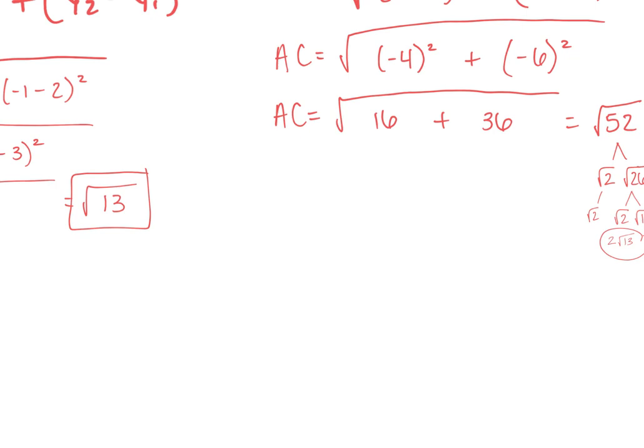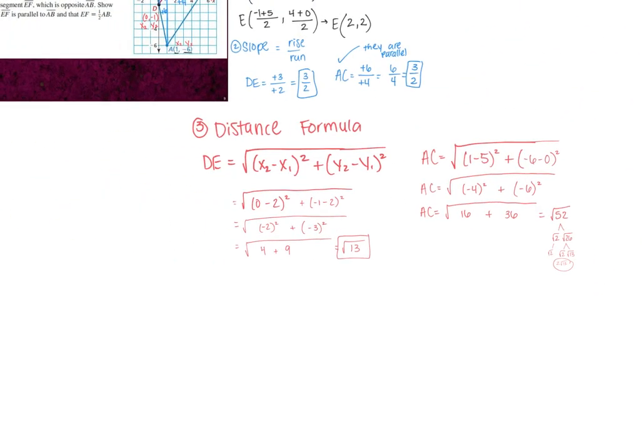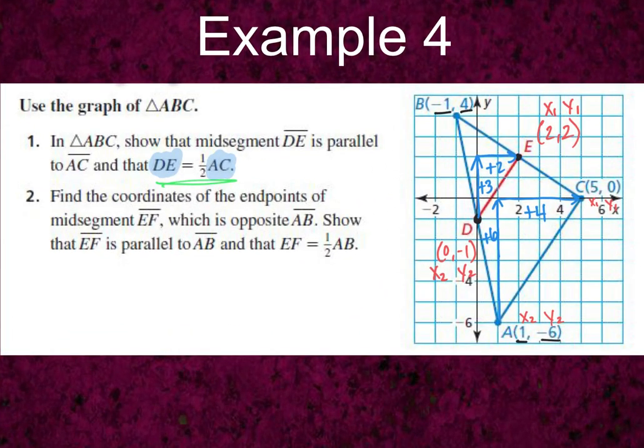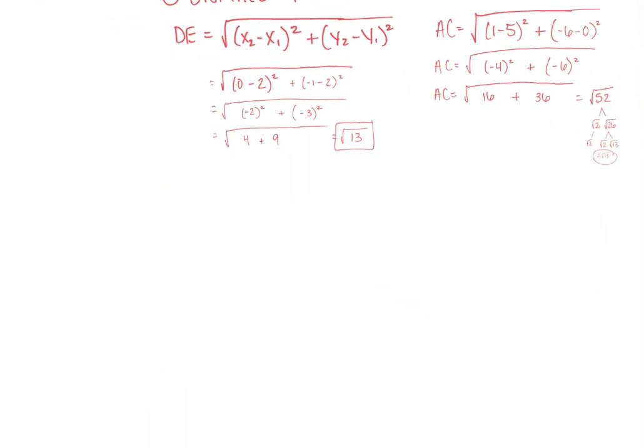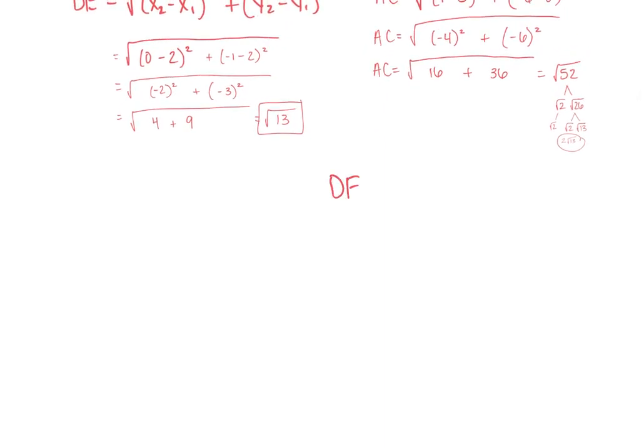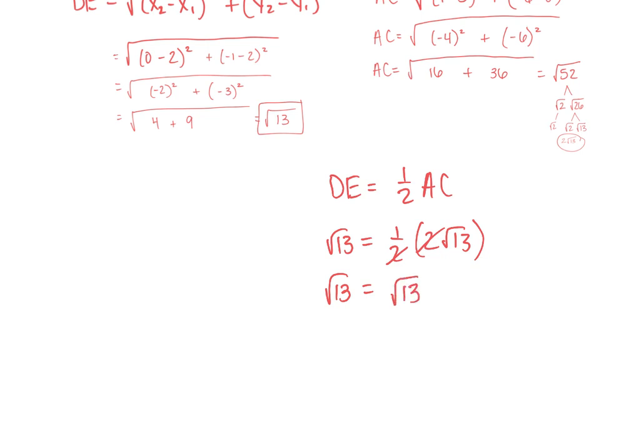Yeah. Sure is. Okay? So, remember, we were proving at the end that DE equals 1/2 AC. We're proving that DE equals 1/2 AC. So now DE was the square root of 13. And then 1/2 times AC, which is 2 times the square root of 13. 2 times 1/2 is going to give me? They cancel, and we're just going to get the square root of 13 equals the square root of 13.